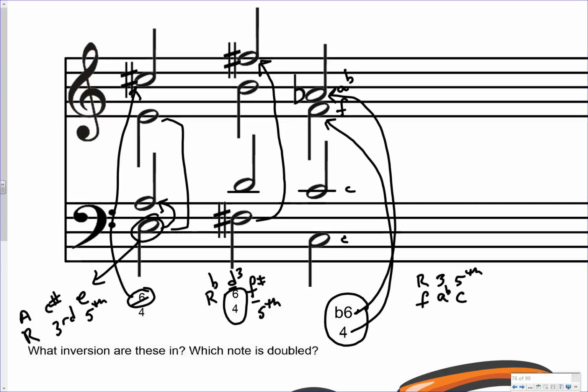second inversion triad. So hopefully this is a lot easier than it was in the past, because we're getting more and more used to the figured bass numbers, what they mean, and the symbols. So all of these are second inversion triads with the 5th in the bass and a doubled dominant.